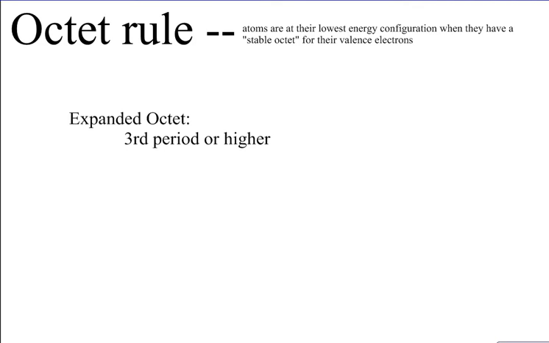Elements in the third period or higher have d orbitals, which can be filled with more than 4 valence pairs in certain compounds. And the number of bonds depends on a balance between the ability of the nucleus to attract electrons and the repulsion between those pairs.